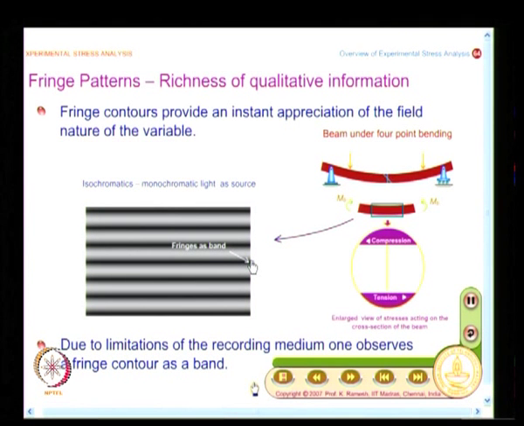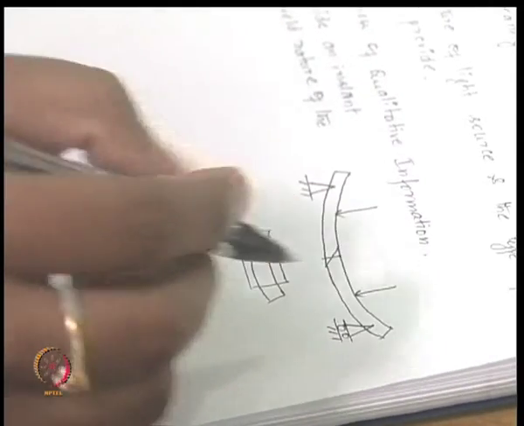And we said the reason you see that as a band is because of the limitations of the recording medium; one observes a fringe contour as a band. In all optical techniques you will see only a band. And one of the most challenging and difficult aspects for any experimental analysis is how to number these fringes, because I need to know the fringe order, then I need to use the appropriate equation and find out what it is that I will have to interpret.